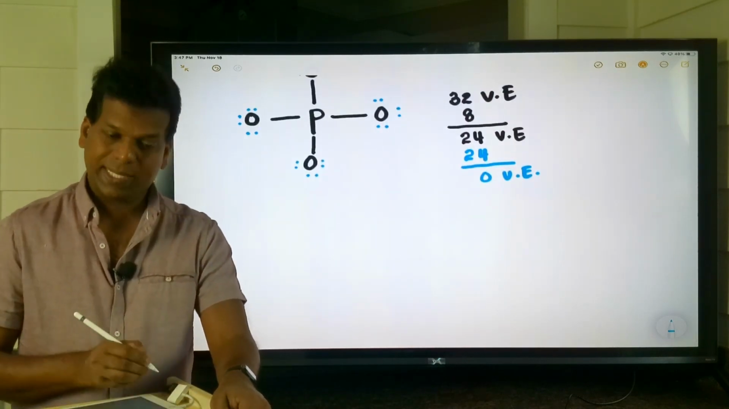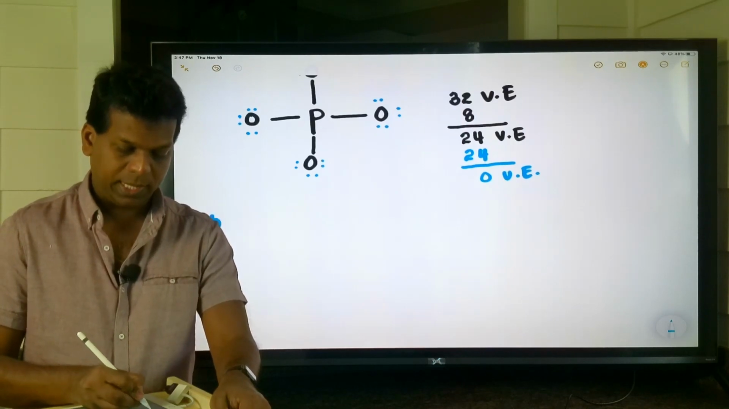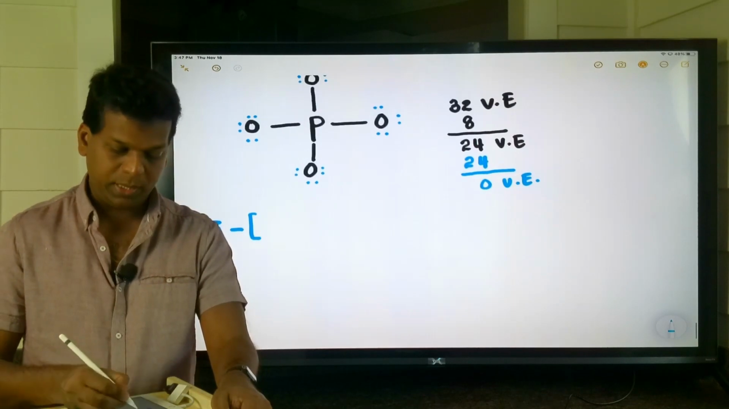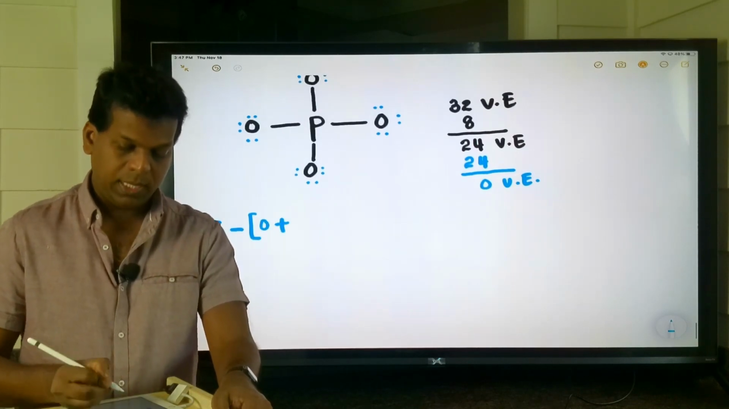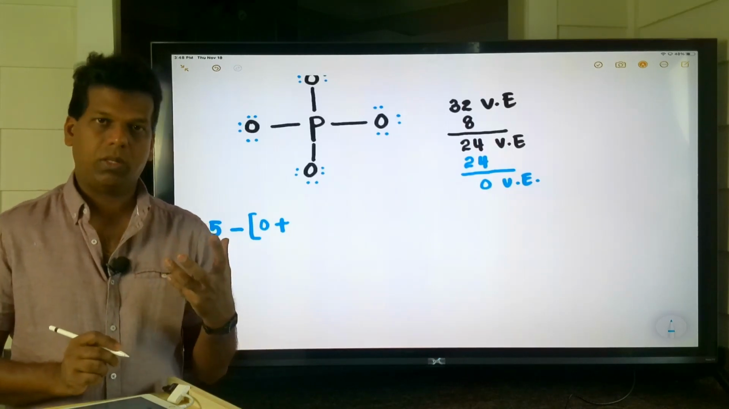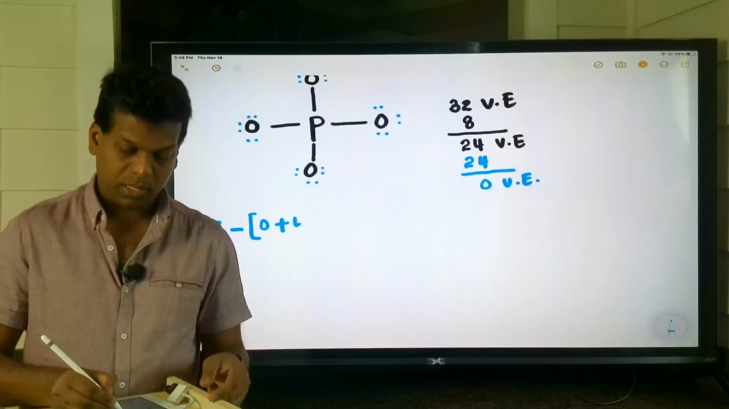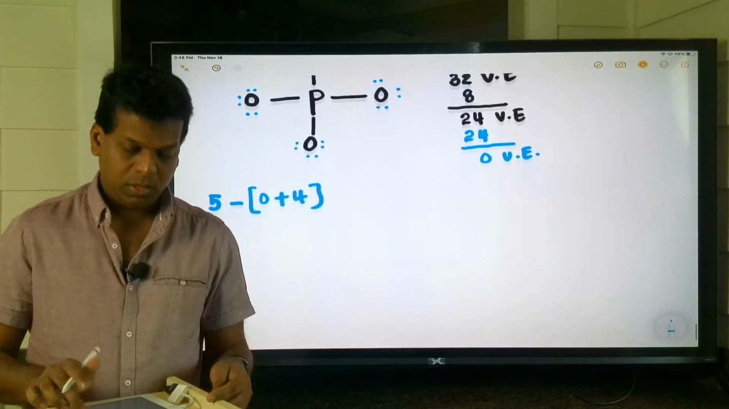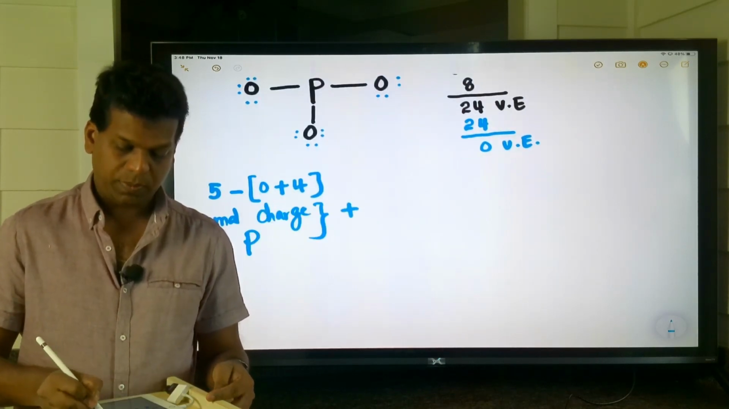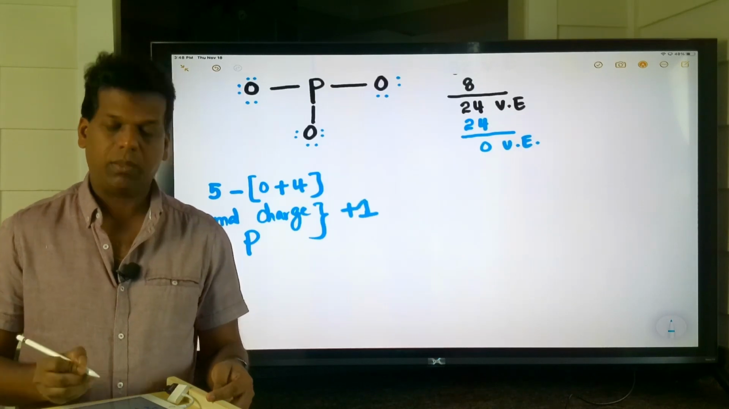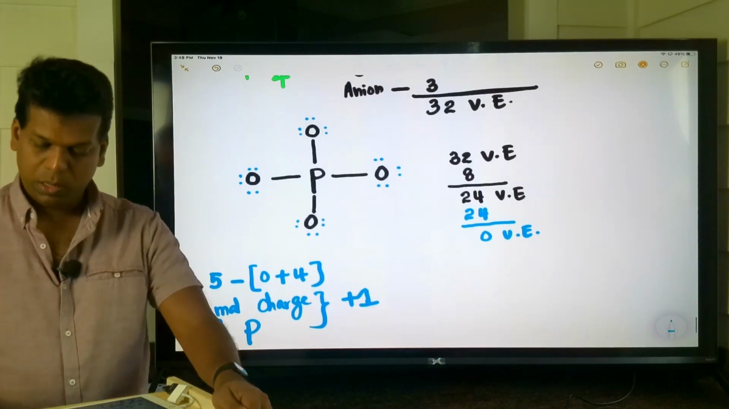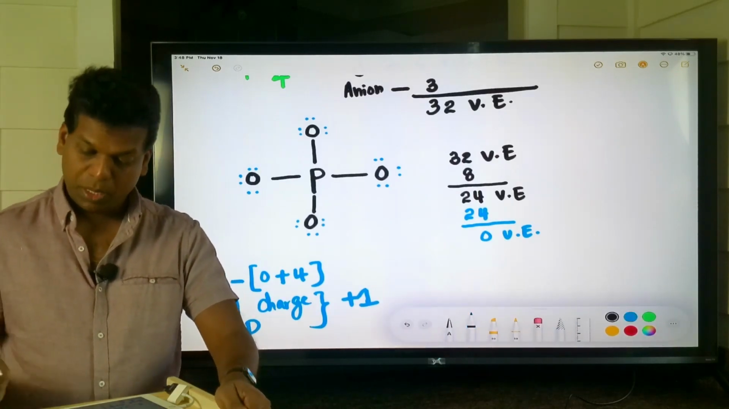Phosphorus has 5 valence electrons, and it does not have any lone pairs, so that is 0, and it has 4 bonds around it. That means 8 electrons. We need half of that, which is 4. So the formal charge of phosphorus is +1, which is a red flag. +1 is a red flag. Okay, so we have to get rid of that. We know how to get rid of that by making a double bond.